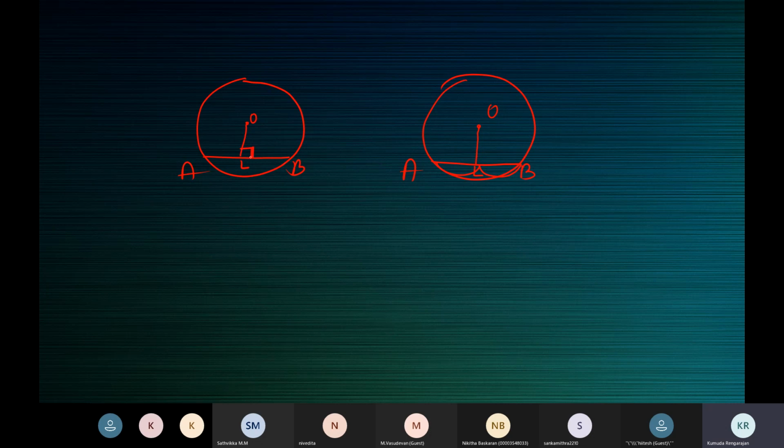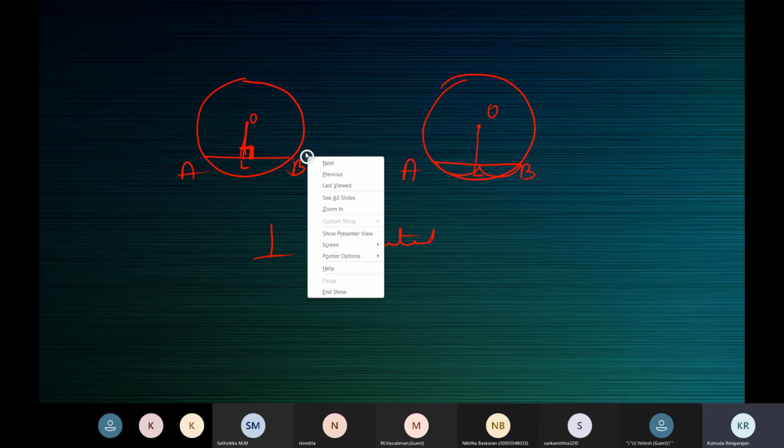If the line from the center is perpendicular, then the chord is bisected. If the chord is bisected, then the line from the center is perpendicular. Perpendicular and bisected, these are the keywords. If OL is perpendicular to AB, then L is the midpoint of AB.